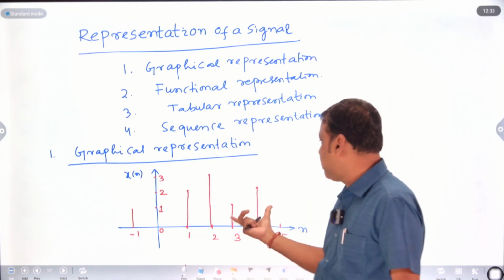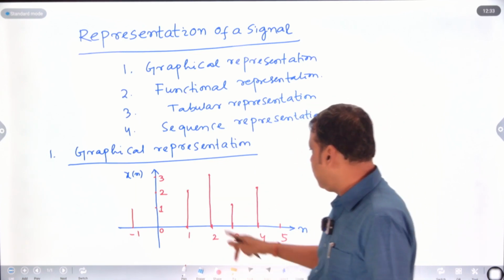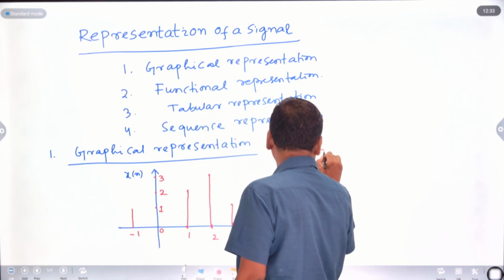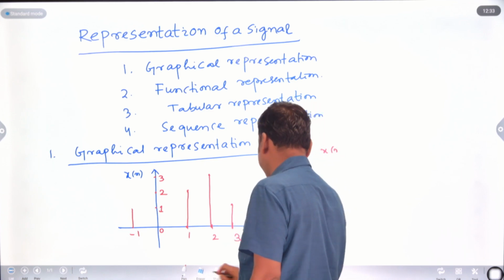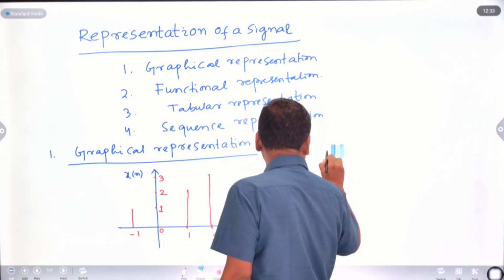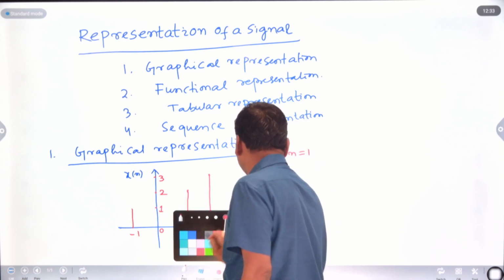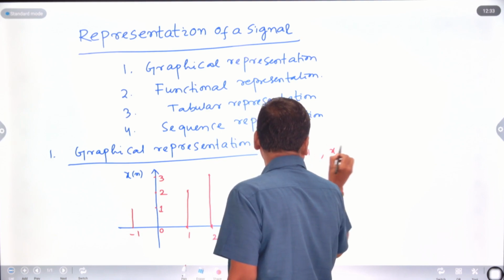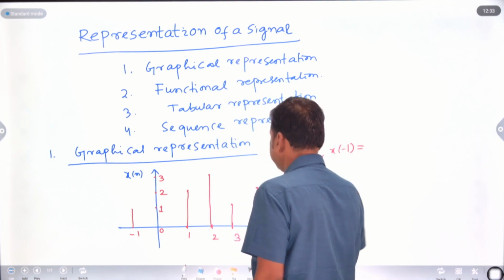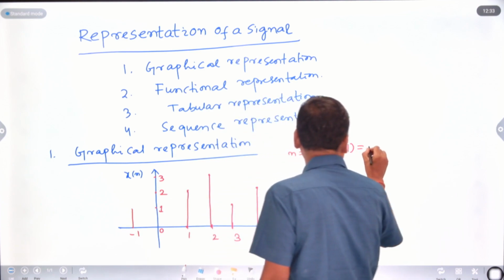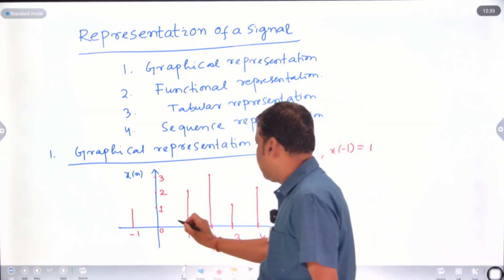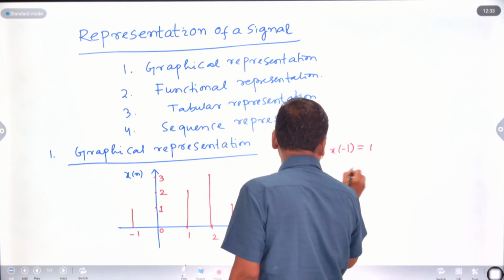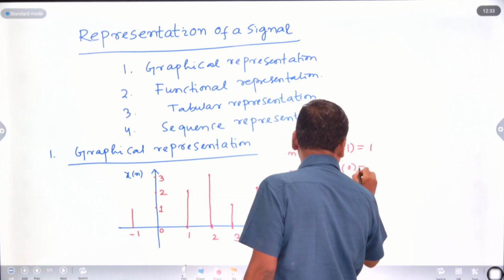This representation of the discrete signal shows that at n equal to -1, x of n is how much? X of -1 equals 1. Similarly, at n equal to 0, nothing is there, so x of 0 equals 0.